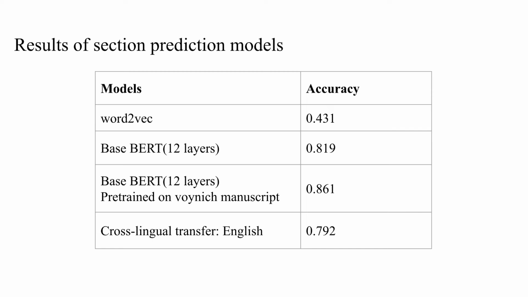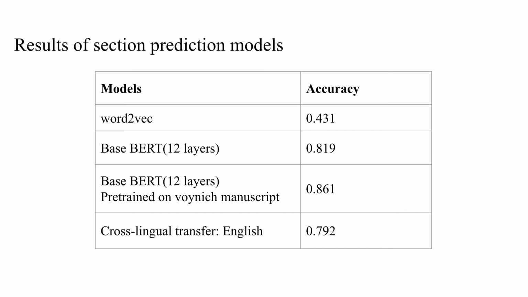So the results are shown in the table. Word2Vec is our baseline model and it has the lowest accuracy. The BERT-based models have a better accuracy in general. However, considering the limited dataset, the differences among different BERT models are not significant. But the relatively high accuracy suggests that the models learn some characteristics of Voynichese, which can then be used for future study.